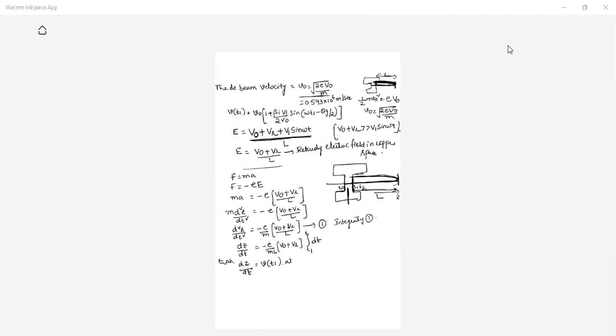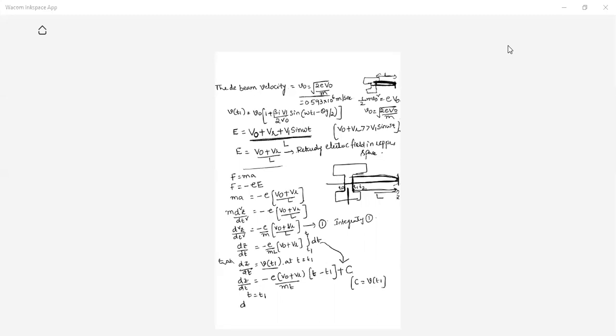So at time t is equal to T1, we can write it like this: dz by dt is equal to minus e (V naught plus VR) by mL into (t minus T1) plus a constant, by integrating this one. So what is it at time t is equal to T1? When I substitute t is equal to T1, this becomes 0. So c is equal to dz by dt, which is V of t1. So what is the expression of c we got? c is equal to V of T1.